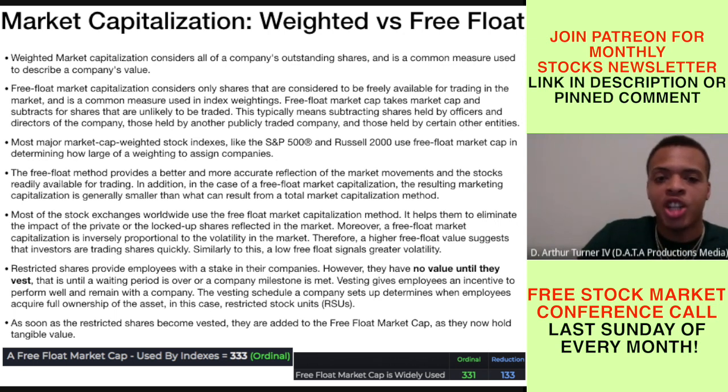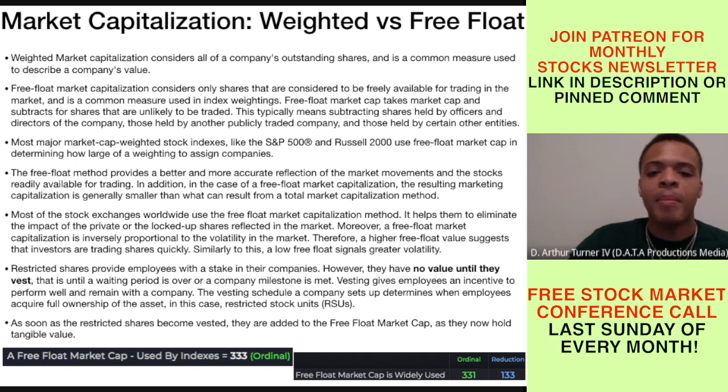Most of the stock exchanges worldwide use the free float market capitalization method. It helps them to eliminate the impact of the private or locked up shares reflected in the market. Moreover, free float market capitalization is inversely proportional to the volatility in the market. Therefore, a higher free float value suggests that investors are trading shares quickly. Similarly, a low free float signals greater volatility. So the smaller the float you see on an app, the more volatile it can be.